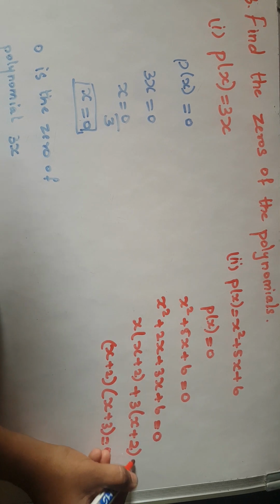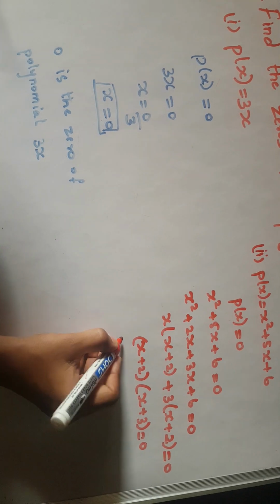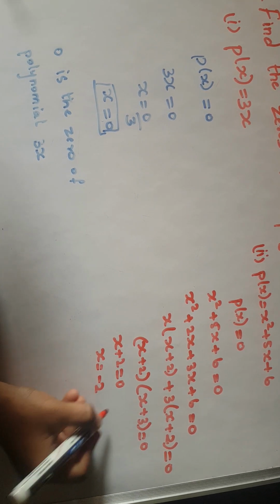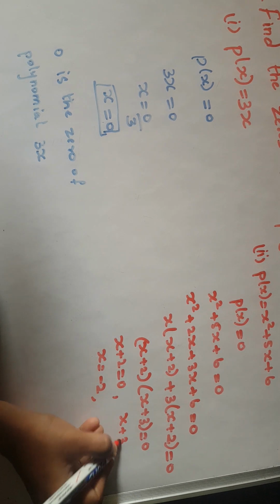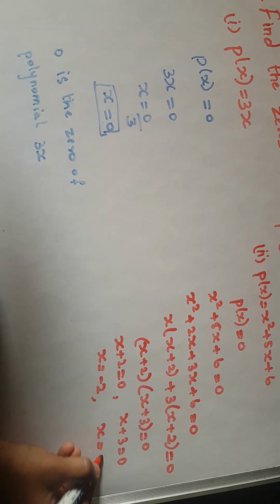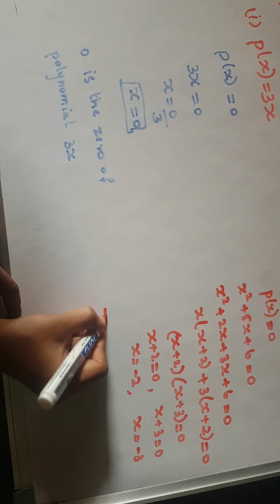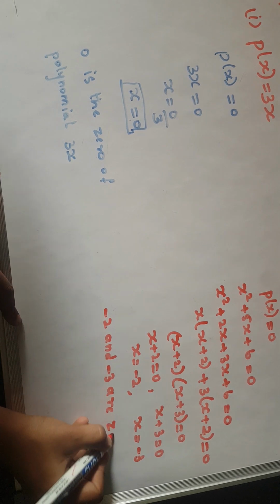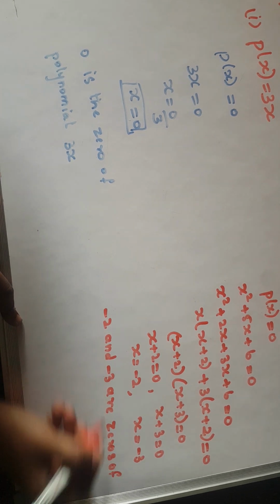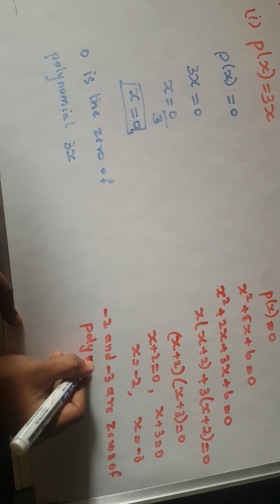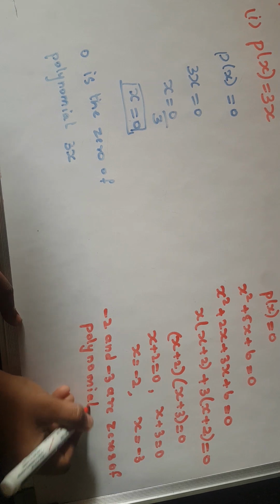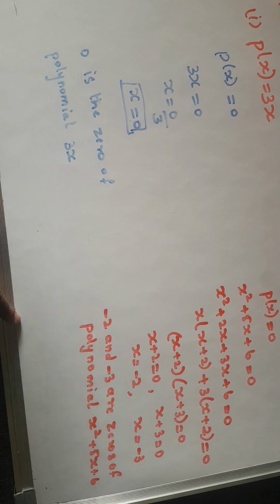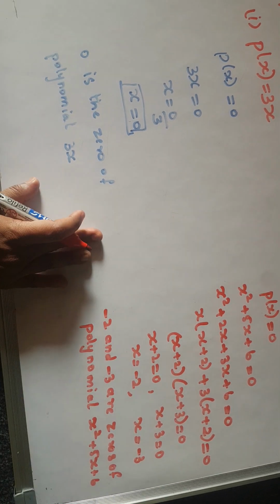Equate this separately to 0. X plus 2 equals 0 means x equals minus 2. X plus 3 equals 0 means x equals minus 3. Means minus 2 and minus 3 are zeros of the polynomial x square plus 5x plus 6. Okay, this completes the problem.